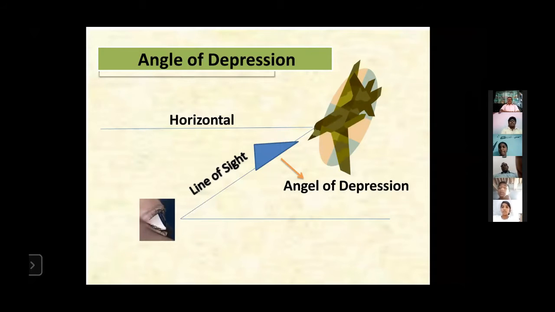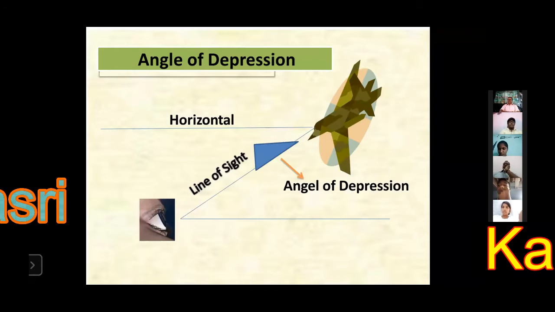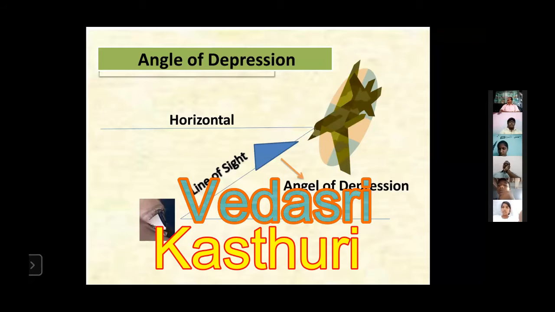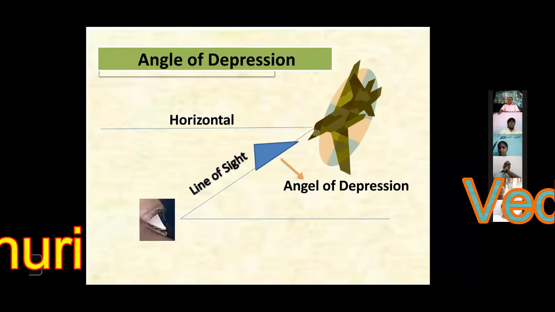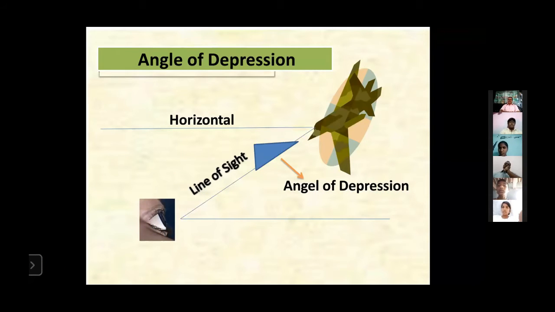Remember friends, angle of elevation and angle of depression are measured with the line of sight and horizontal line. Okay friends, shall I repeat once again? Okay. Angle of elevation and angle of depression are measured between the line of sight and horizontal line.